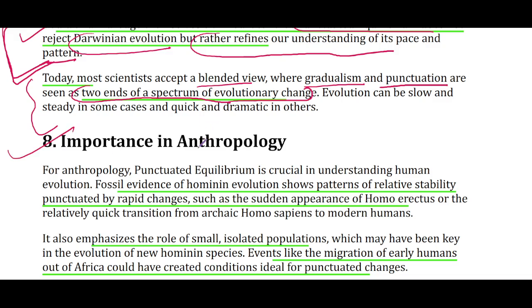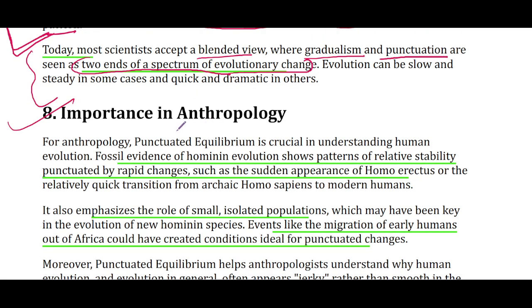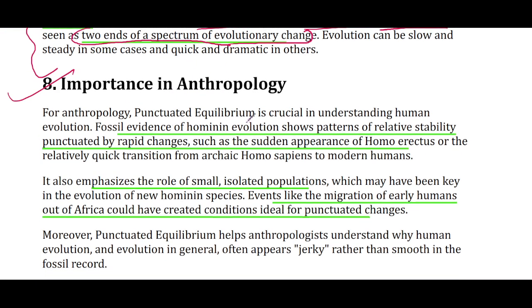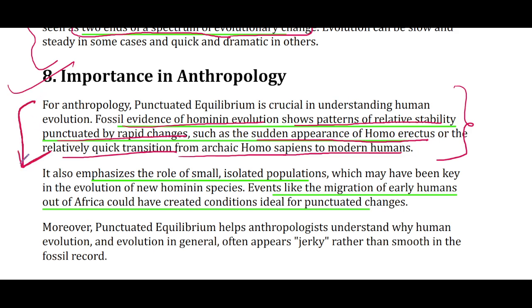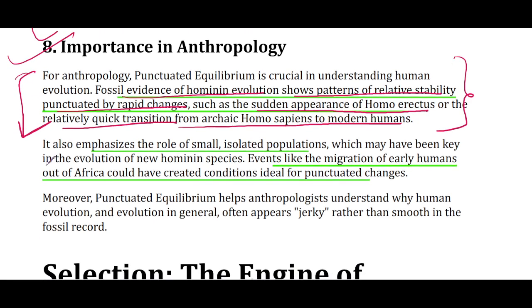Now, importance of this mechanism in anthropology. For anthropology it is crucial in understanding human evolution. Fossil evidence of hominin evolution shows a pattern of relative stability punctuated by rapid changes, such as the sudden appearance of Homo erectus or the relatively quick transition from archaic Homo sapiens into modern humans. So ये भी एक बहुत beneficial or crucial insight है.